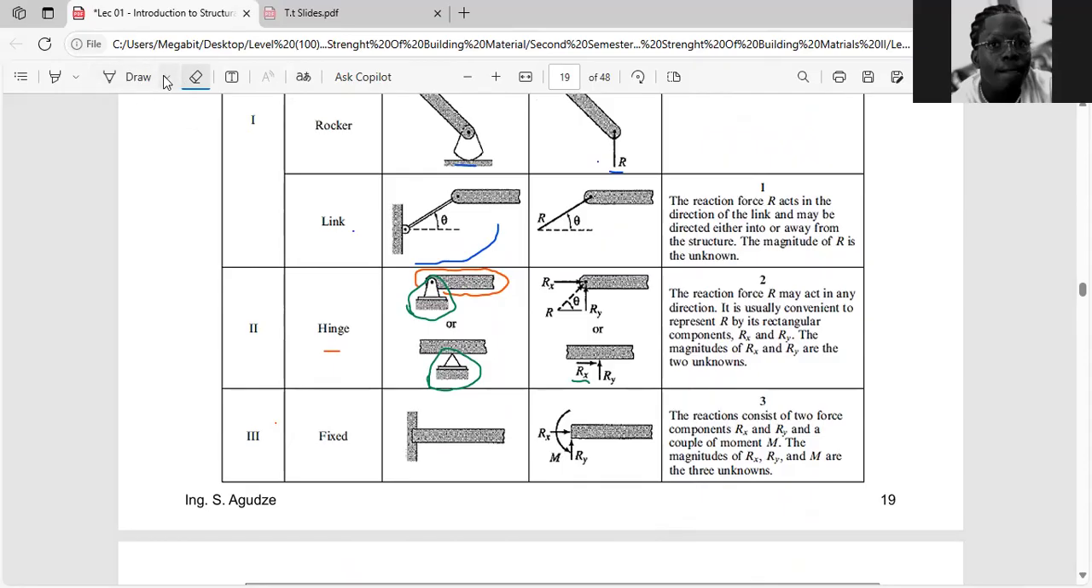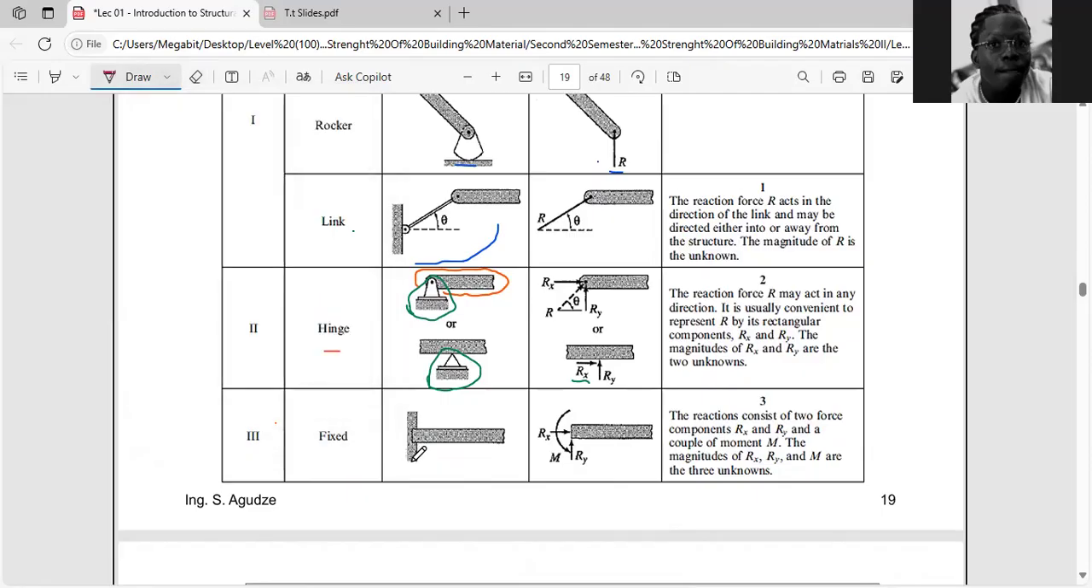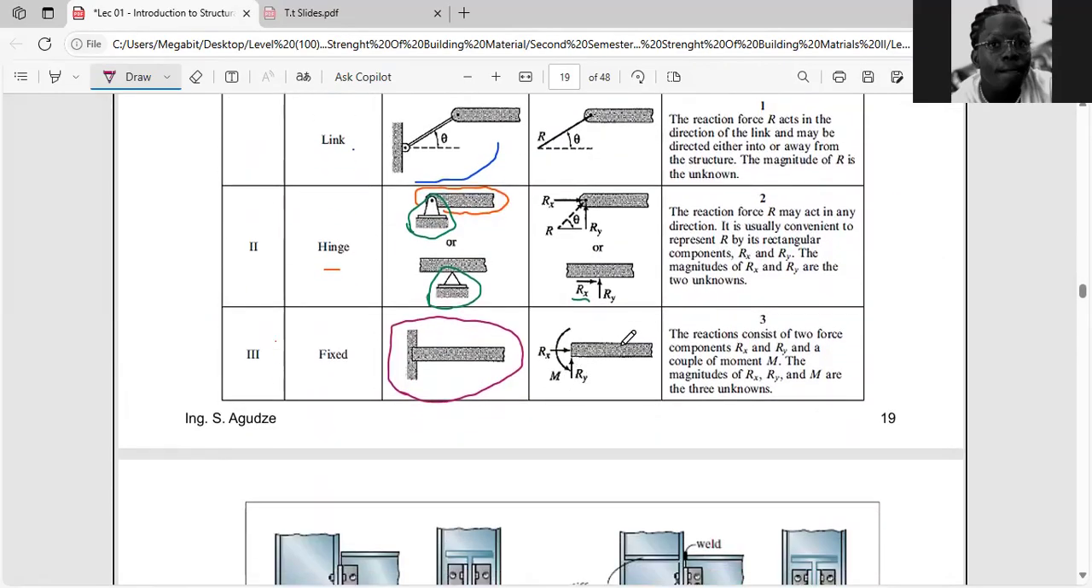Fixed supports. So you can see how the fixed support is being represented over here. Okay. And this fixed support does not permit any movement. Good. When you come to the reactions, the number of reactions for fixed support is 3.